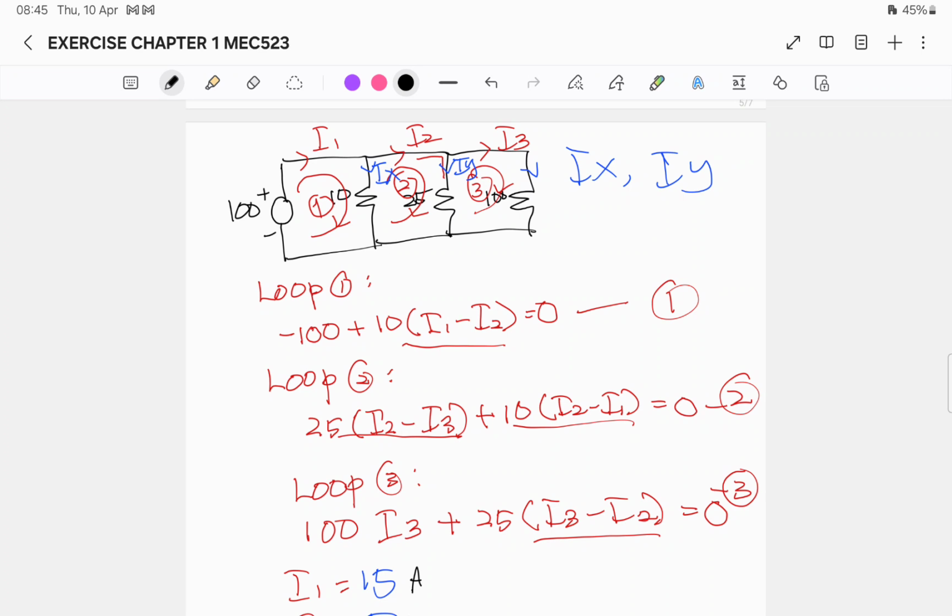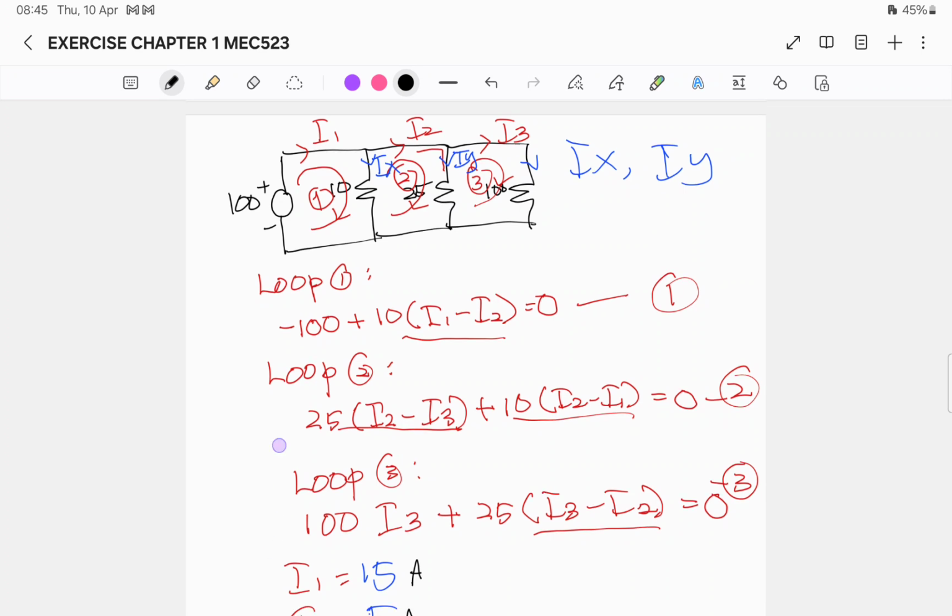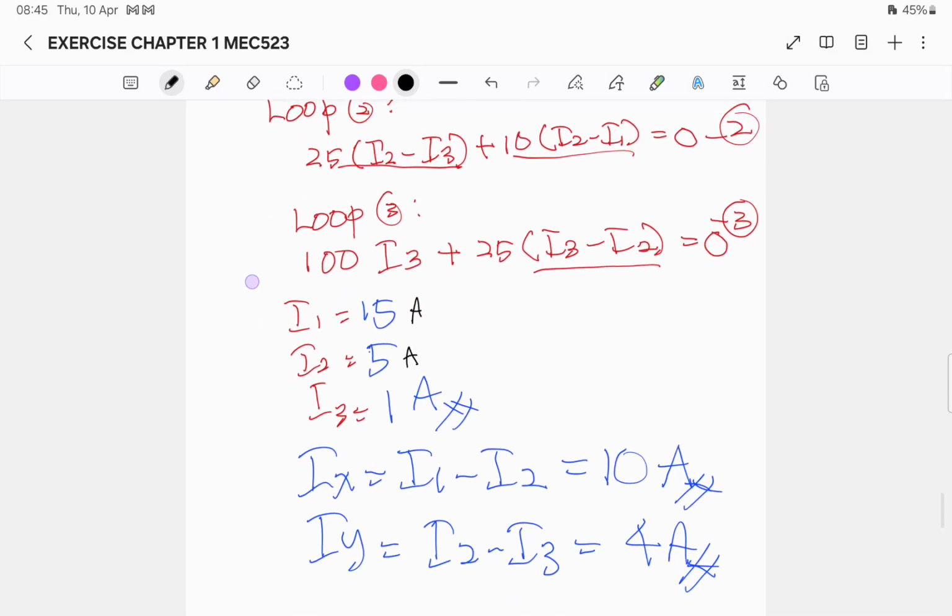Dimitri, dapat tak? IS dulu lah, measure. Yes, IS dulu. Okay, IY just tolak.